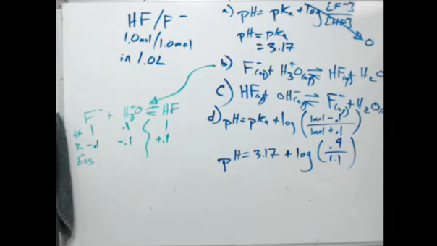And I think that sets us up pretty well to do part E as well, where E is you're adding base. Now, we're adding acid, so we expect the pH to go down, and we were at the midpoint already, so we expect the pH to go down from 3.17.